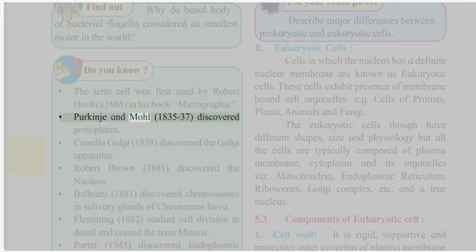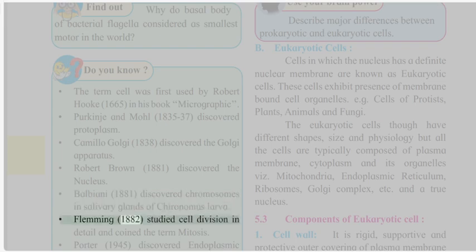The term cell was first used by Robert Hooke, 1665, in his book Micrographia. Purkinje and Mohl, 1835-37, discovered protoplasm. Camillo Golgi, 1838, discovered the Golgi apparatus. Robert Brown, 1881, discovered the nucleus. Balbiani, 1881, discovered chromosomes in salivary glands of Chironomus larva.